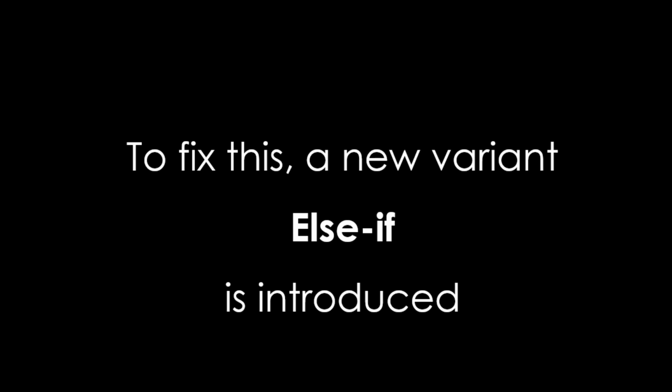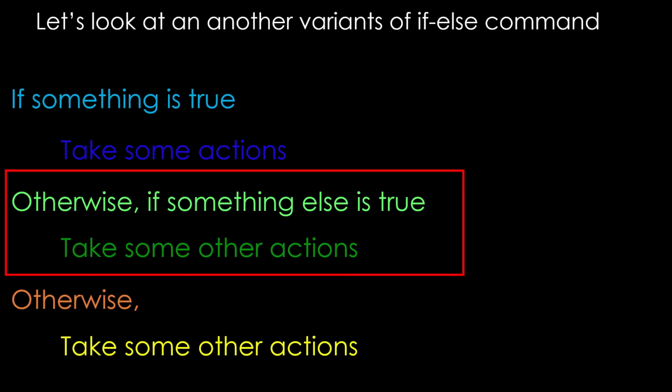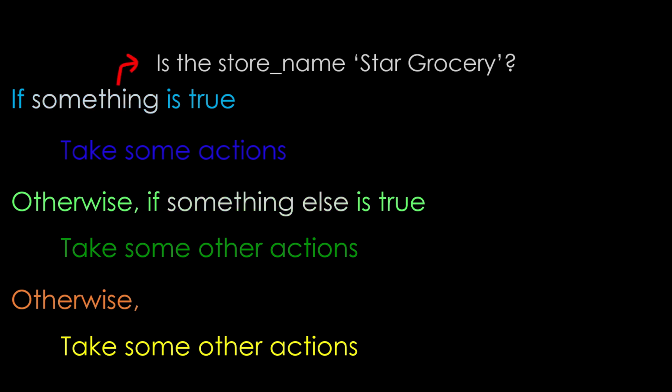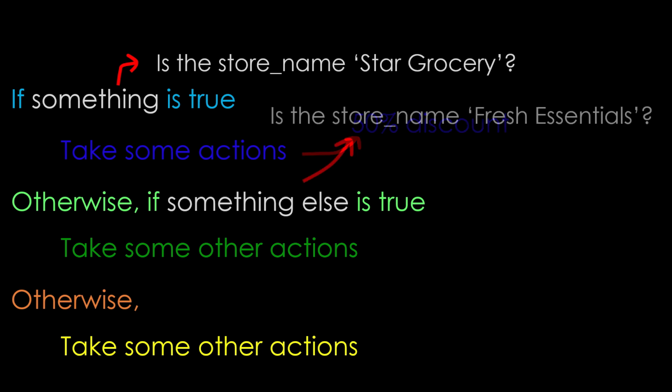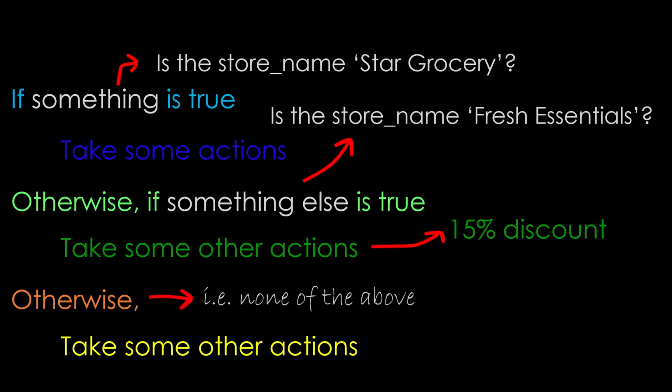The new variant is called if and else if. This command allows multiple else if blocks in between if and else blocks. The general format for this is: if something is true, take some actions. Otherwise, if something else is true, take some other actions. Otherwise, take some other actions.